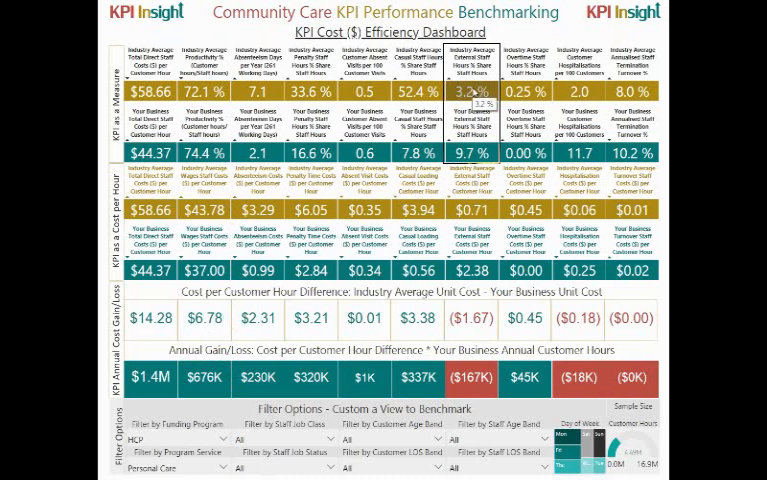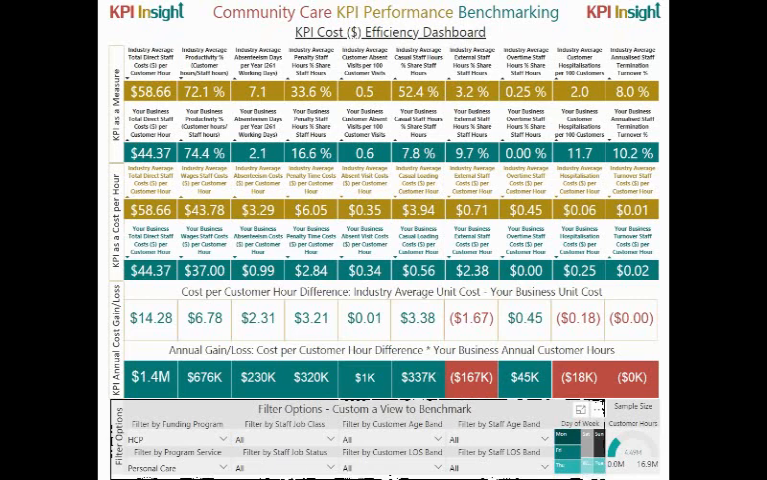I can also see the rates of external agency staff usage is even higher in HCP. 3.2% industry, 9.7% your business. Therefore, you can use the filters to pinpoint problem areas for maximum return on investment, more bang for your buck.